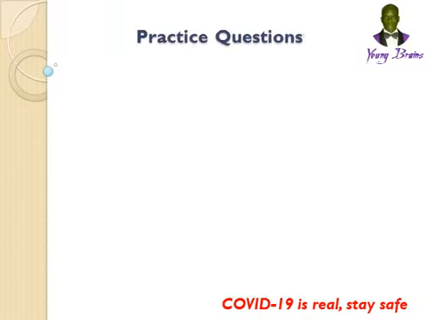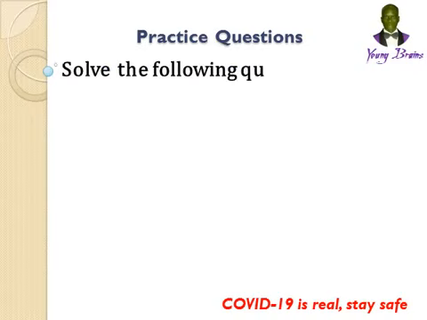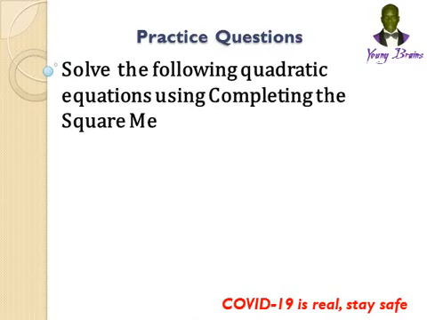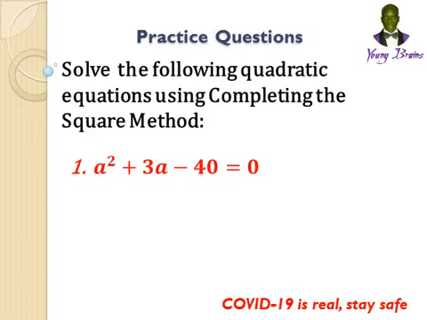Before the end of the lesson for today, let's quickly consider some practice questions. Solve the following quadratic equations using the completing the square method. Question 1. a squared plus 3a minus 40 equals 0. Question 2. 2a squared minus 7a minus 12 equals 0.